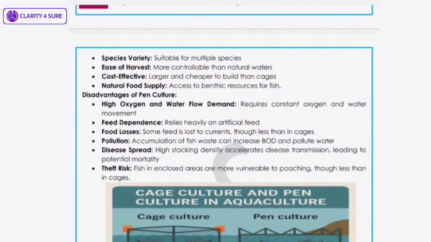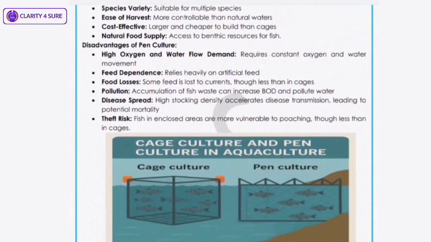Disadvantages of pen culture. High oxygen and water flow demand: requires constant oxygen and water movement. Food dependence: relies heavily on artificial feed. Food losses: some feed is lost to currents, though less than in cages. Pollution: accumulation of fish waste can increase BOD and pollute water. Disease spread: high stocking density accelerates disease transmission, leading to potential mortality. Then there is theft risk. Fish in enclosed areas are more vulnerable to poaching, though less than in cages.